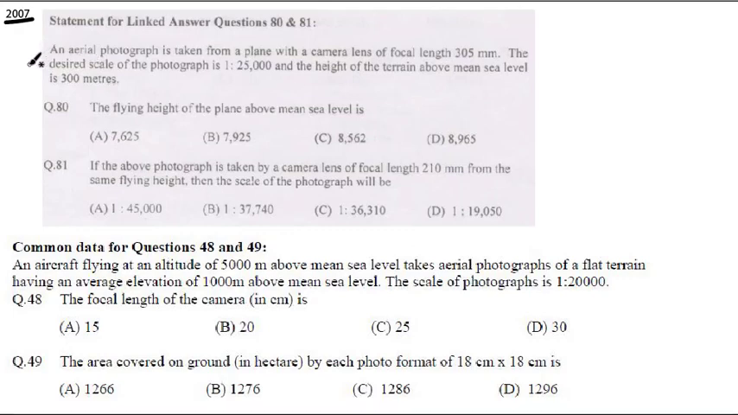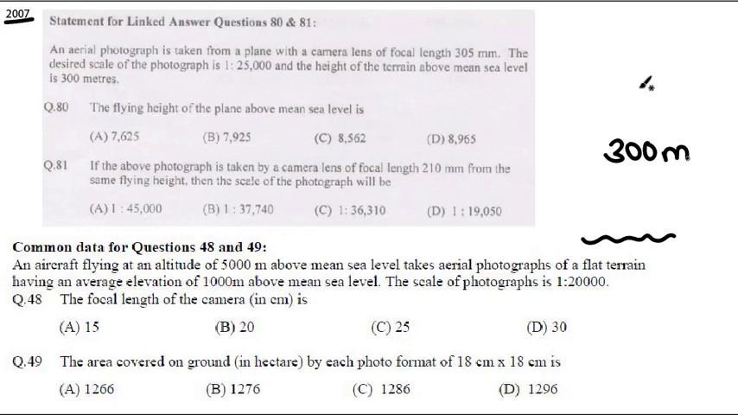In the first question, an aerial photograph is taken from a plane with a camera of focal length 305 mm. The desired scale of the photograph is 1:25,000 and the height of the terrain above mean sea level is 300 meters. Okay, so there is a mean sea level. Height is 300 meters.